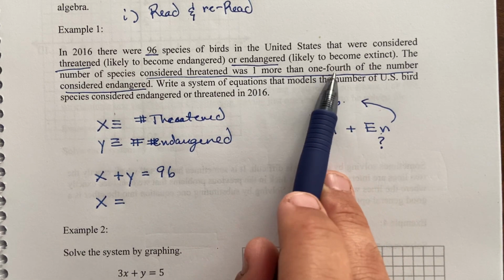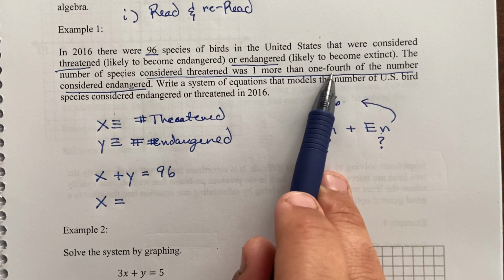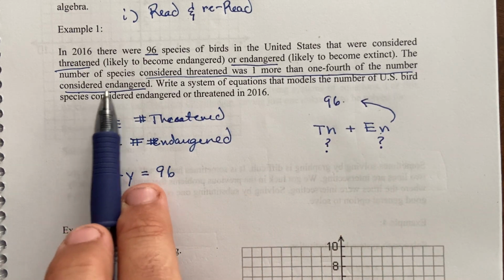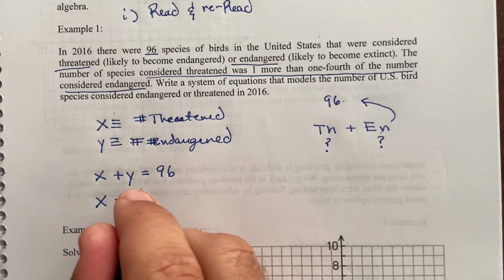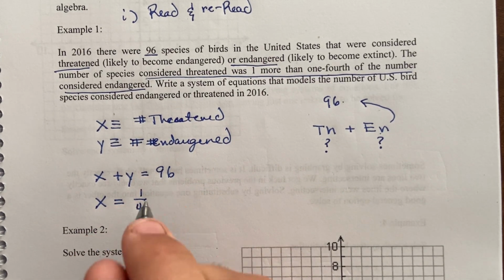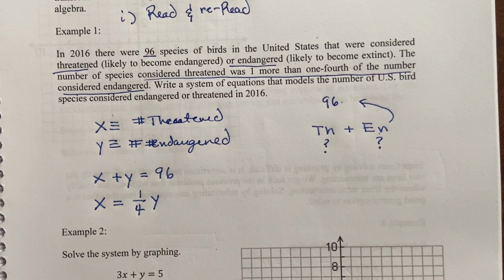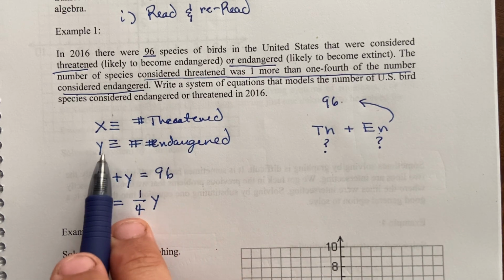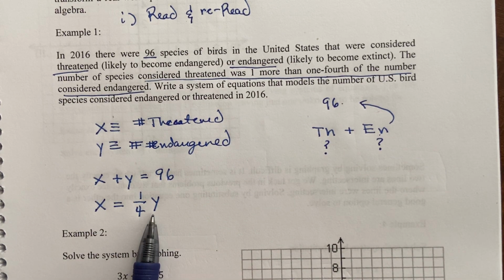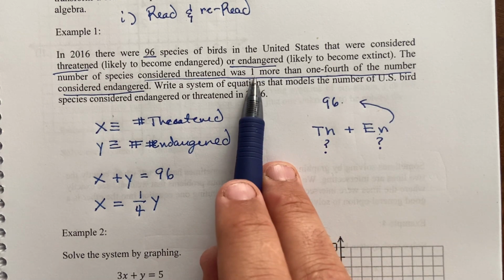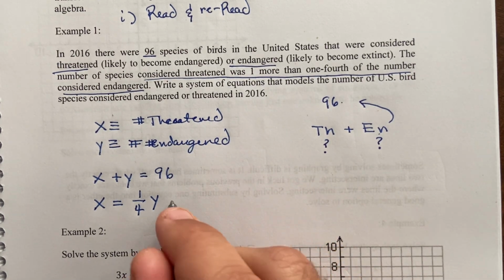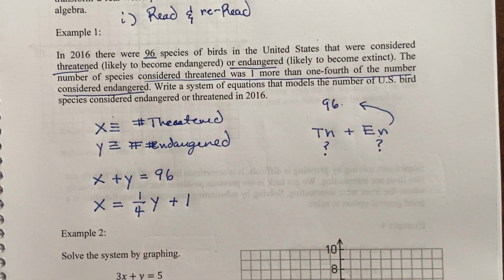So 1 more than 1/4 of, 1/4 of the number considered endangered would look like 1/4 y for how we defined things, right? Here's the endangered variable. 1/4 of that means 1/4 times that. And then 1 more, right? So 1 more than that would mean, okay, now I need to add 1.